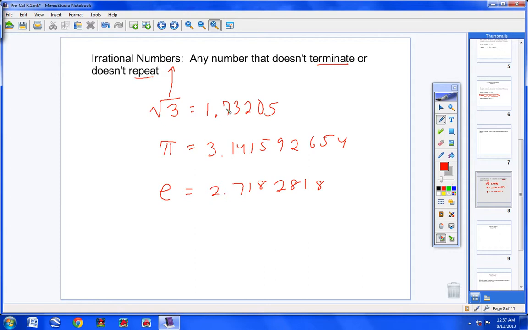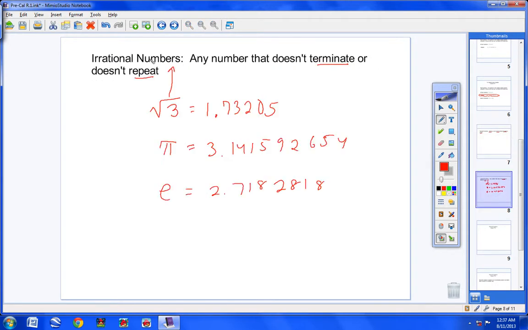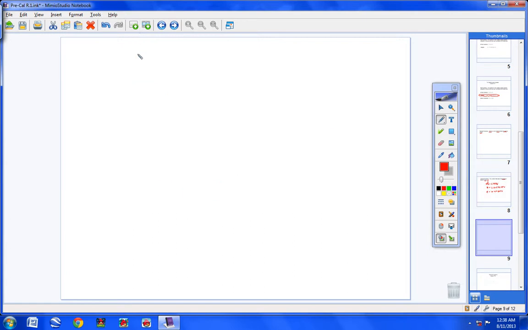So I hope you're understanding the difference here between rational and irrational. Rational numbers are integers or fractions that terminate or repeat. Irrational numbers would be any number that doesn't terminate and doesn't repeat. Okay? And so hopefully that's a little bit of a help. Now, let me give you some examples here. I want you to quickly write these in your notes and see how you do.